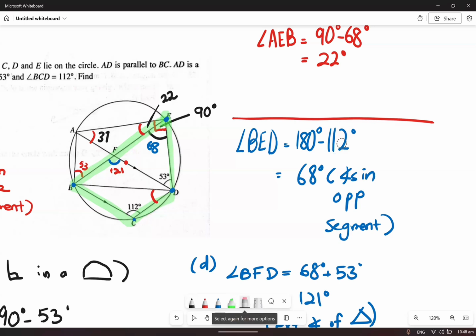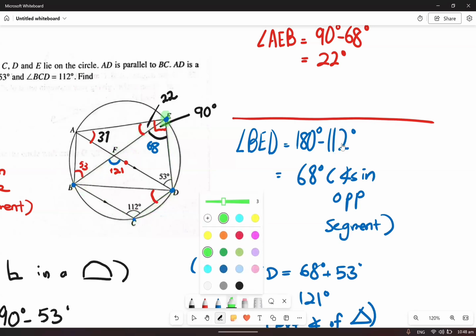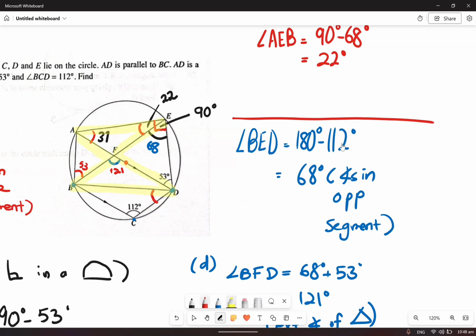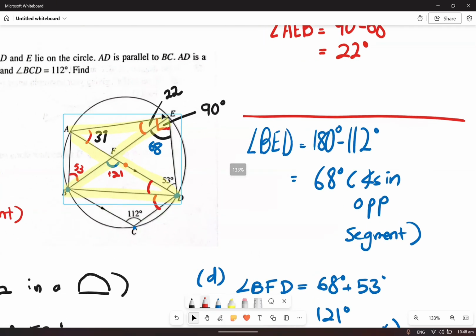I am going to use a yellow highlighter now to show you another thing, okay? And that is this angle over here. Can you see a butterfly? So that means this part is also how much? 22. True? Can you see this butterfly? See how I remove it? So this is how much? 22. Am I making sense or not making sense?